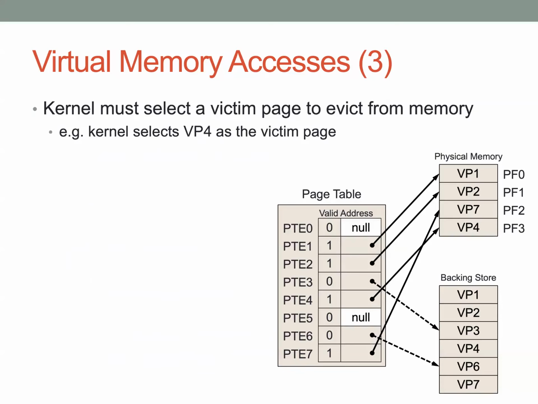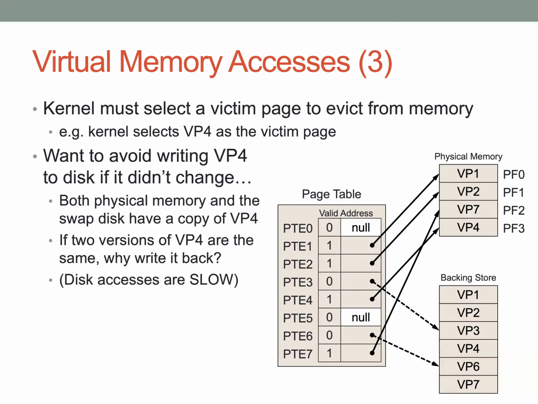So it selects a victim page, and I don't know why sometimes the terminology used in computer science is either exciting or macabre or lurid or whatever, but here we go. So we have to pick a victim page to evict, and you can see here that we've chosen virtual page 4. Why? Well, we'll talk about how we would make these decisions in a future discussion, but for whatever reason, the kernel chose virtual page 4.